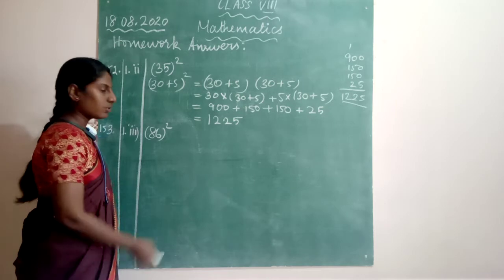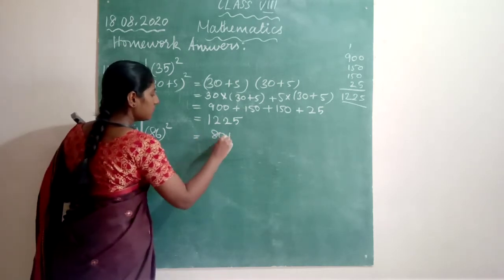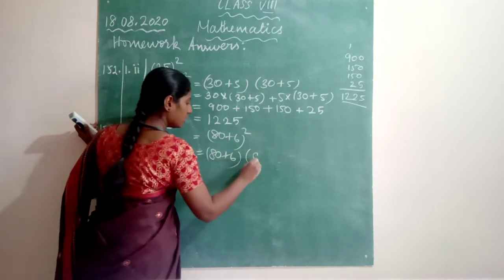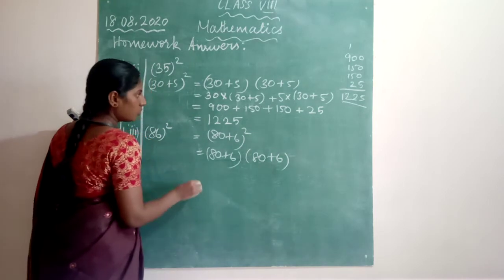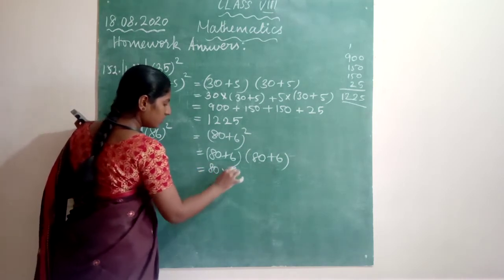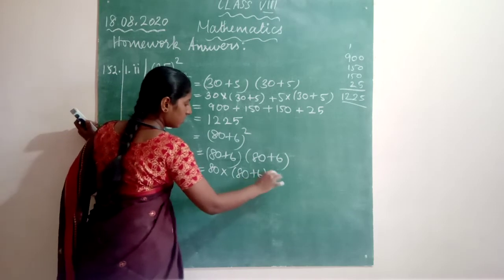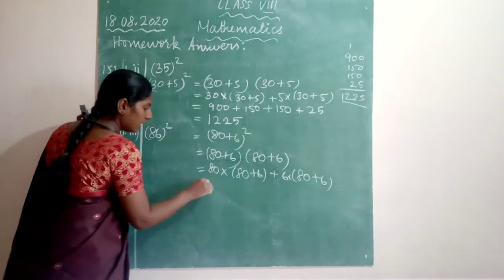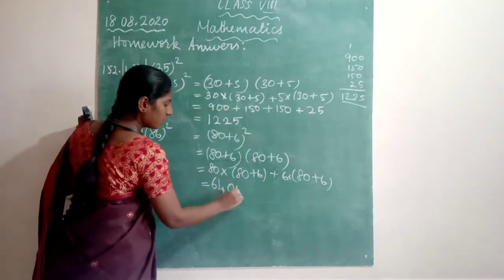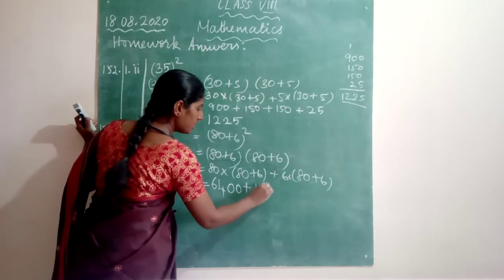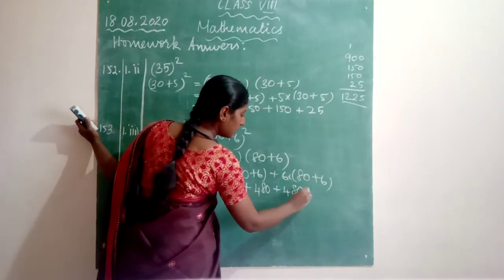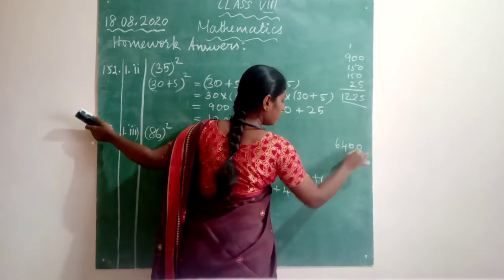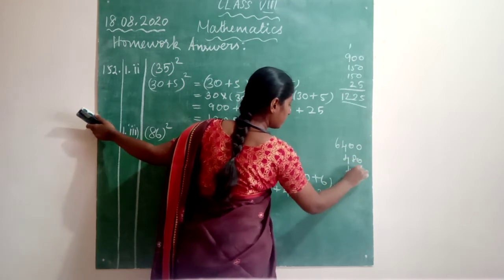Next is 86 square. So 86 square is equal to (80 plus 6) whole square, and that is (80 plus 6) into (80 plus 6). So you will have 80 into (80 plus 6) and plus 6 into (80 plus 6). Then you will have 8 8s are 64, so 6400, plus 80 into 6 is 480, plus 480, plus 6 6s are 36. Okay, now add everything, 6400, 480, 480 and 36.